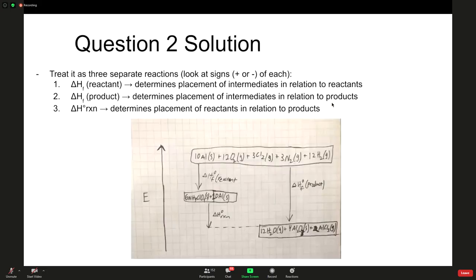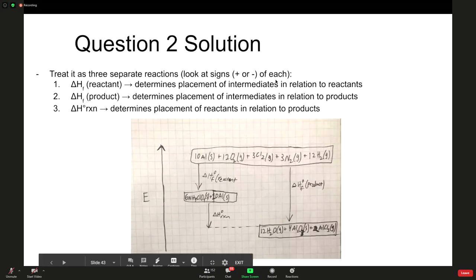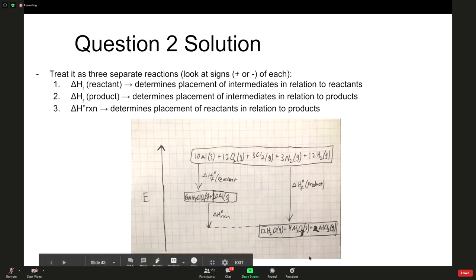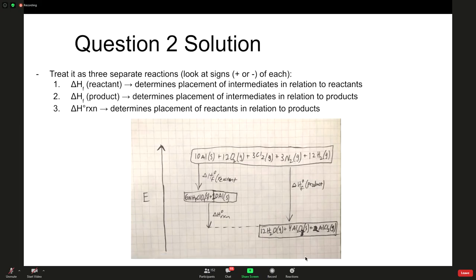So the key to this is, again, to treat each heat of formation reaction like it's its own reaction. Sorry, my handwriting is very messy. What you'll want to do is look at the heat of formation of the reactants reaction, look at the heat of formation of the products reaction, and then look at the whole delta H of the reaction. You will need all three of those in order to tell you the absolute energy level ordering of the reactants, products, and intermediate elements.